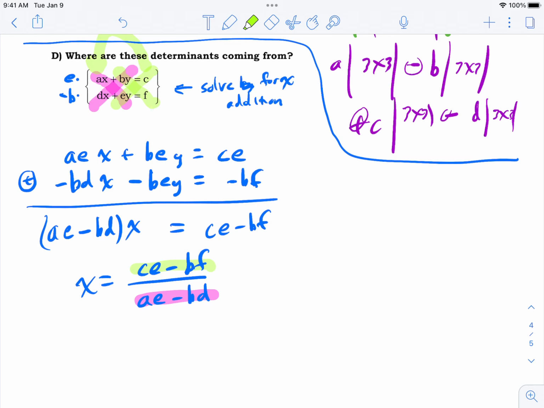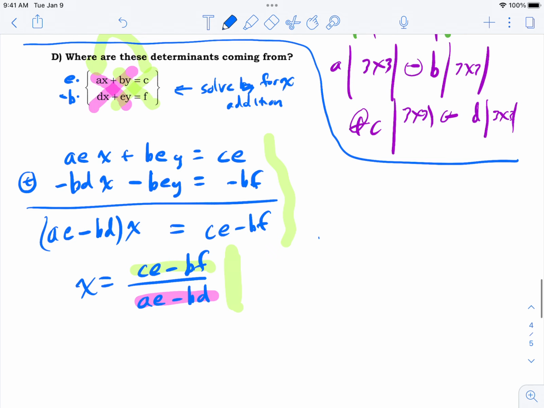He said, hey, man, look, I solved it by addition. This is where formulas come from. Someone says, well, I don't know what the numbers are yet, so I'll just use letters. I'll solve it with all my letters. And then you look at the letters and you say, oh, wow, that's cool. There's my formula. So if you want, you can use this formula. You could say X is always going to be equal to CE minus BF over AE minus BD. But the shortcut way of saying that is the determinant stuff.